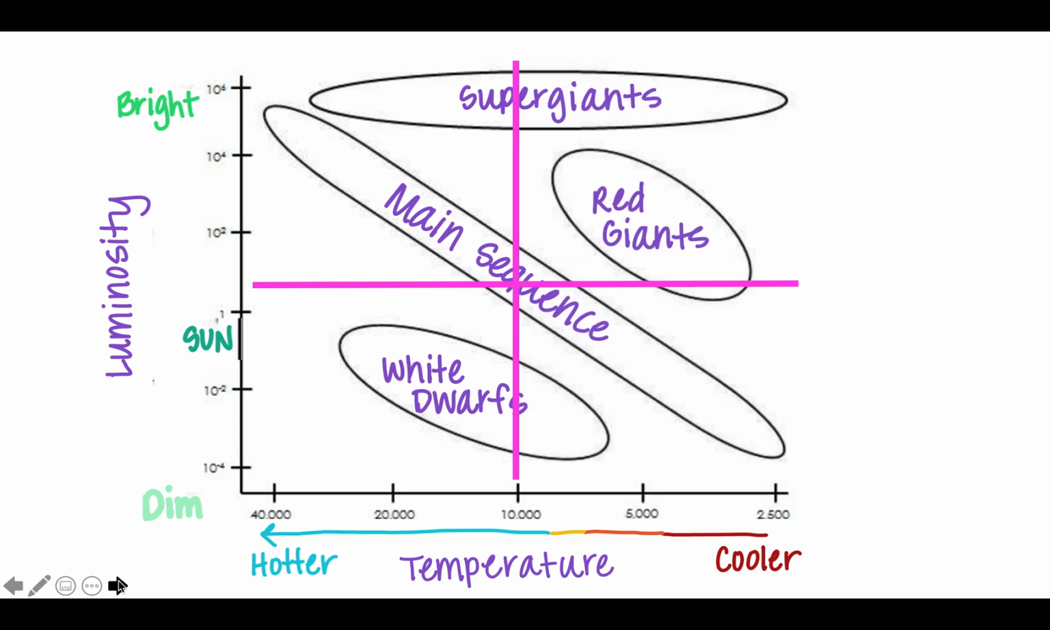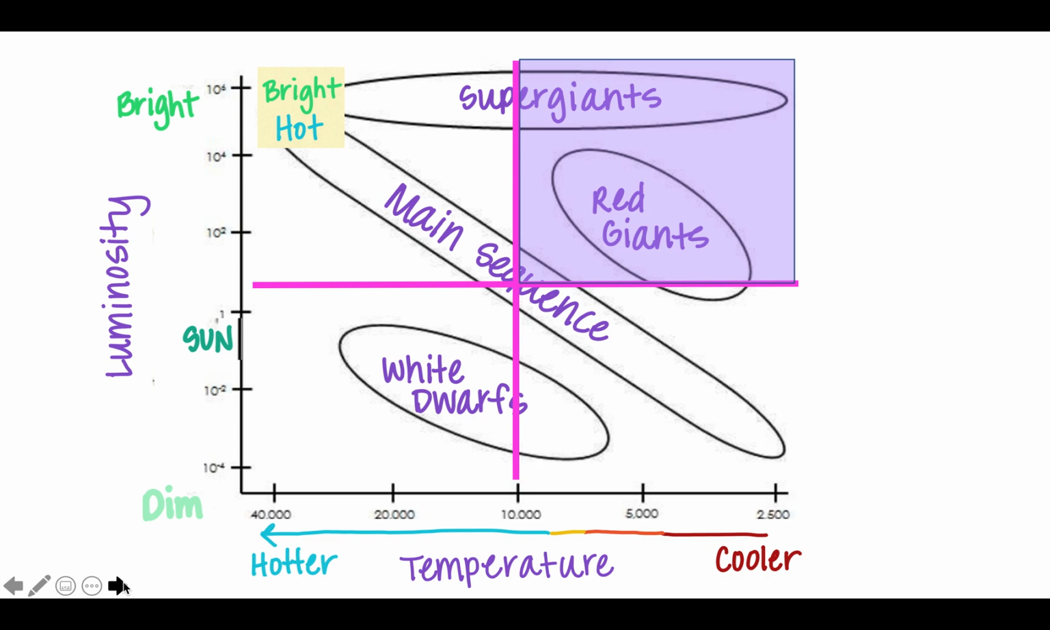If we continue taking this diagram and we divide it into the 4 quadrants that you see here, this top left quadrant would have stars that are both bright and hot. So some of those main sequence stars towards the top here would be considered bright and hot.